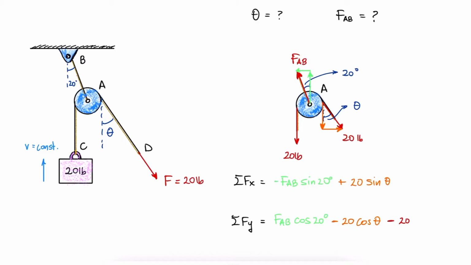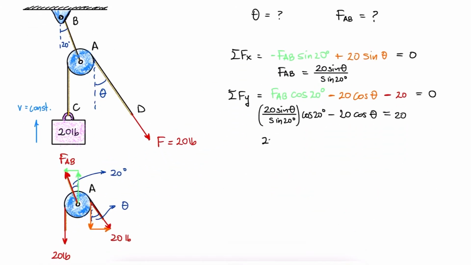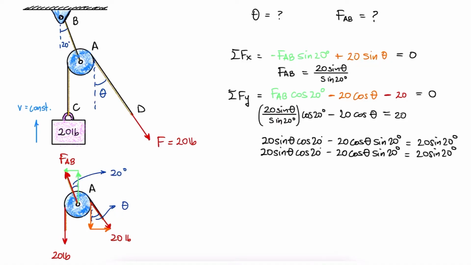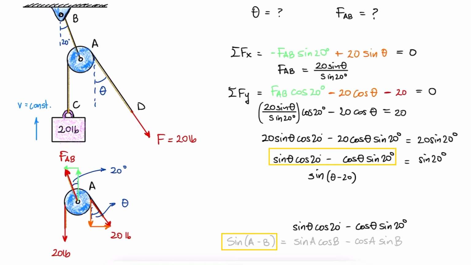And we know that since the pulley is not accelerating in any direction, the sum of forces are equal to zero. Solving for FAB from the first equation and substituting it in the second equation, we multiply every term by sine of 20, divide every term by 20, and we identify the trig identity of sine of A minus B to replace the terms on the left-hand side of the equation and solve for theta.